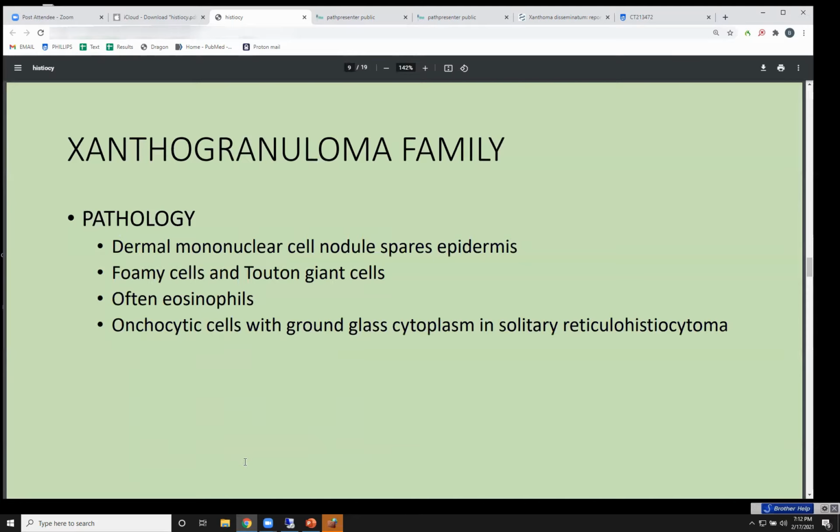The pathology of these is all similar. It's a mononuclear cell infiltrate. It spares the epidermis, in contrast to Langerhans cell histiocytosis. They're foamy cells, Touton-type giant cells, eosinophils. And when you get reticular histiocytomas, they're oncocytic cells with ground glass cytoplasm in a solitary reticular histiocytoma.